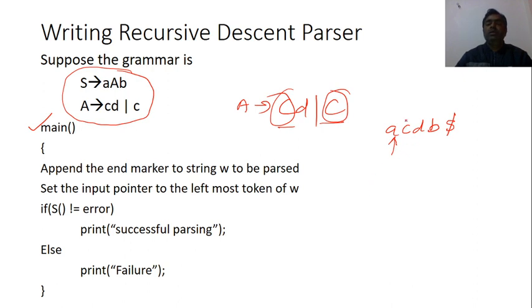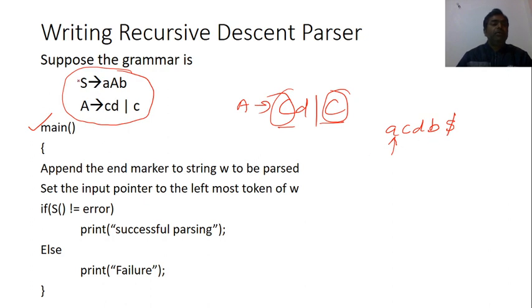You can see here, when I am appending dollar, that means I am reading from A to B, then I will be able to append the dollar here. So our input pointer will be at dollar. I have to return at A now. That's why it is written as set the input pointer to the leftmost token of W. That W is the given string, this one, ACDB.